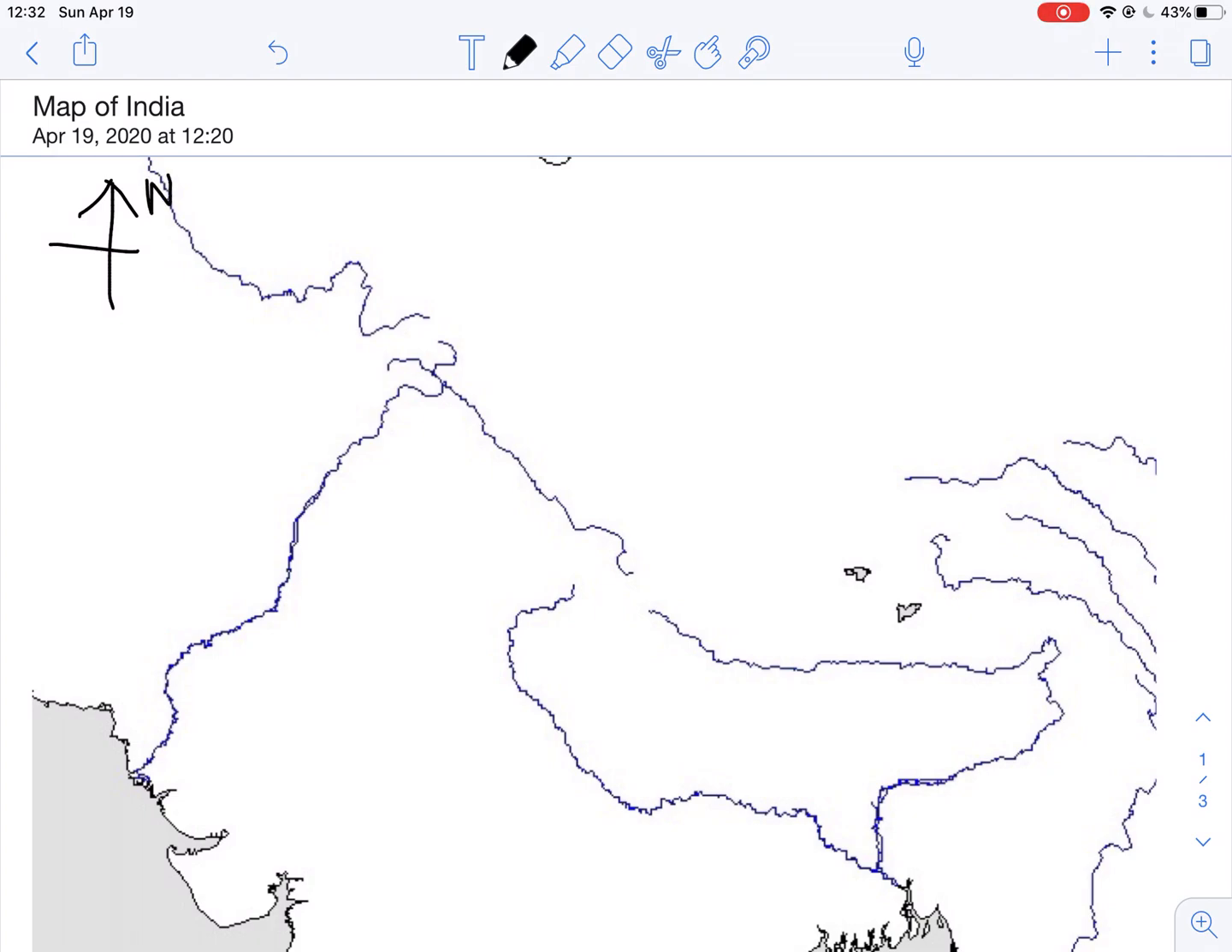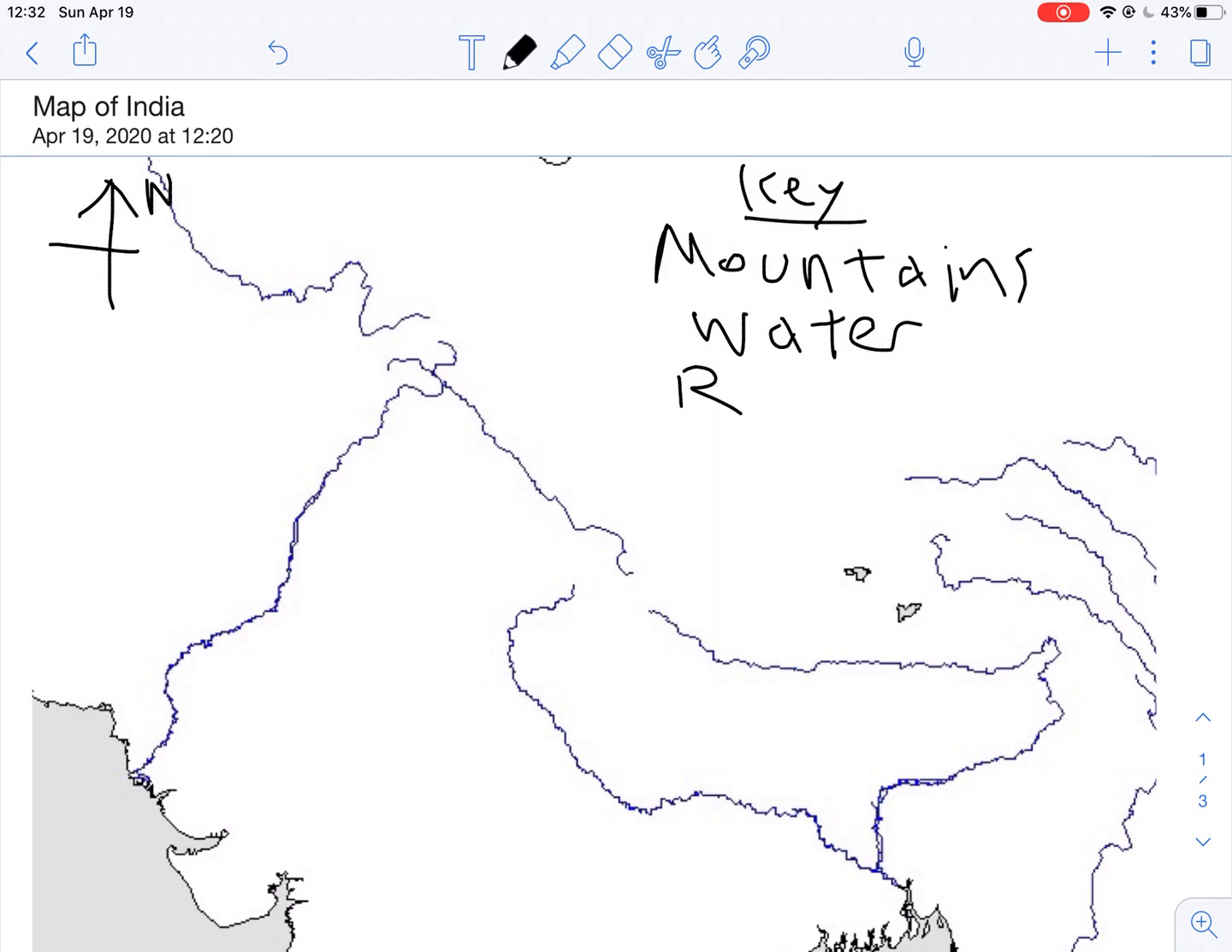All right. Another will be the key. All right, and our key is going to have 4 different things on it. It's going to have mountains, water, cities, and the monsoon. So the monsoon is a weather pattern, so it's not something we normally put on a map, but it is really important to Indian history.